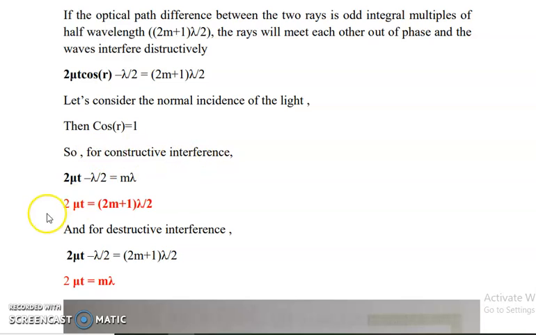For constructive interference, 2 mu t is equal to (2m plus 1) lambda by 2. And again, for the case of destructive interference, 2 mu t minus lambda by 2 will be equal to (2m plus 1) lambda by 2. Rearranging, you will get the condition for destructive interference: 2 mu t is equal to m lambda.